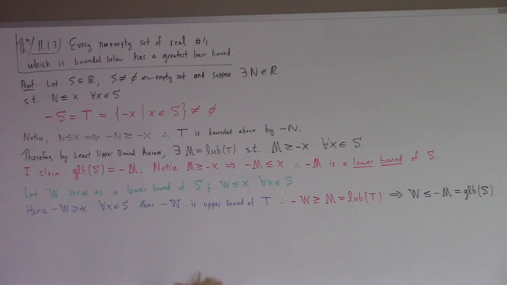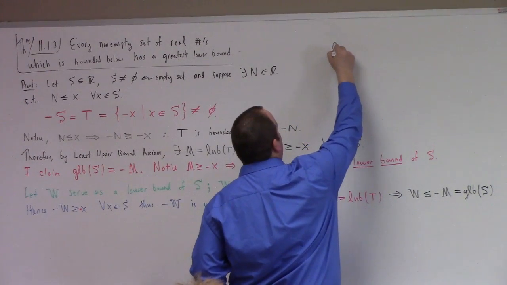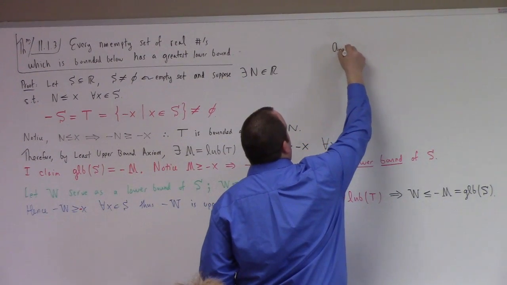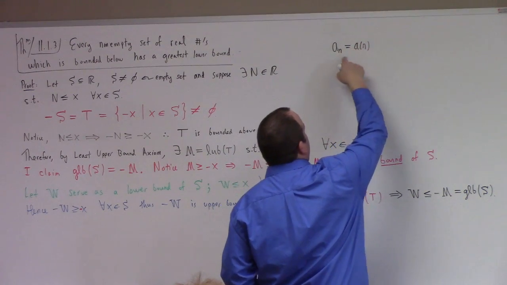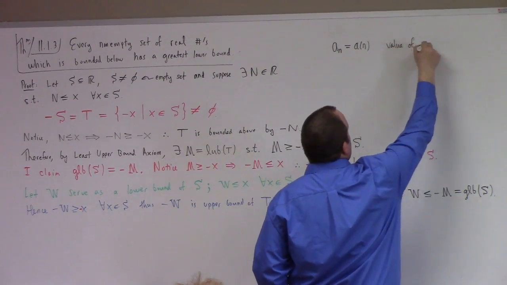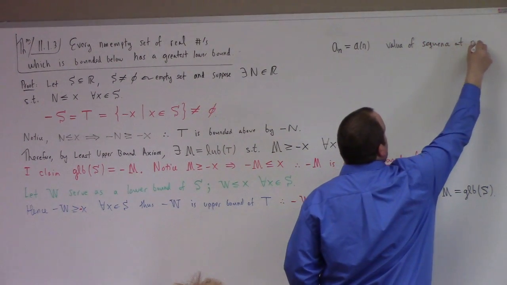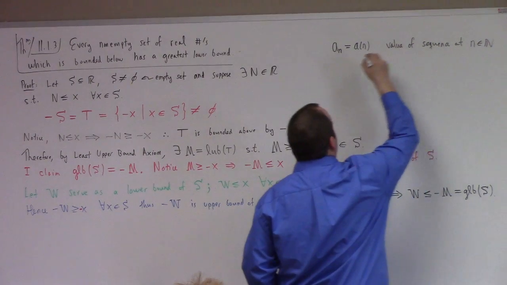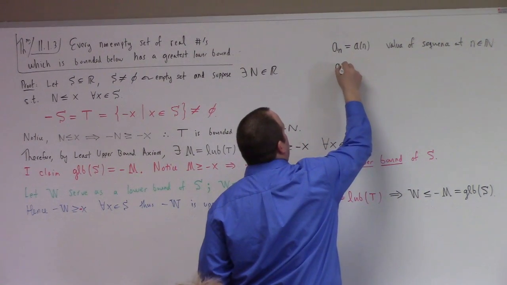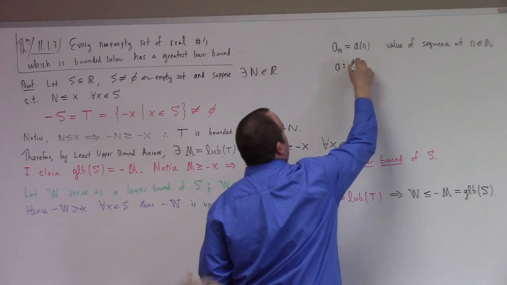But I think there's a better thing we can say. Here's the distinction. A sub n is, of course, a shorthand for a of n. That's actually the value of the sequence at n. I suppose the sequence itself we almost never talk about directly. The sequence is really a function from the natural numbers to the reals.